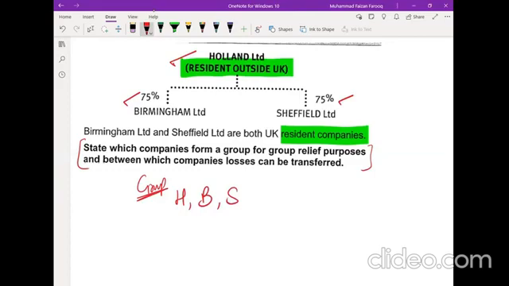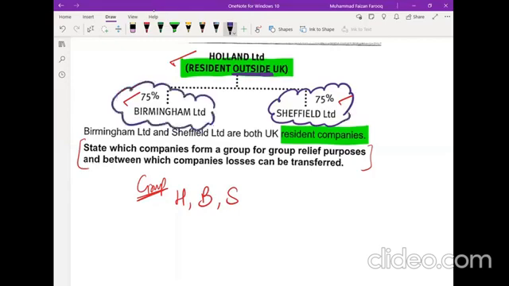Till here, any questions? No questions. Now, what is the difference if a non-UK resident company is part of the group? I am telling you very carefully, mark my words. If Sheffield has a loss, or if Birmingham has a loss, these both are UK residents, right? So they can share their losses among each other, right or wrong?